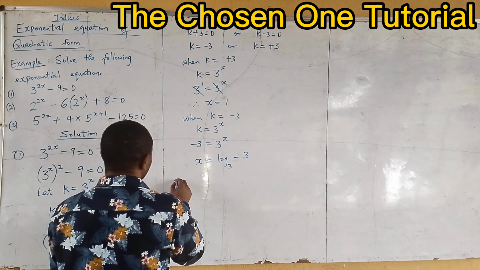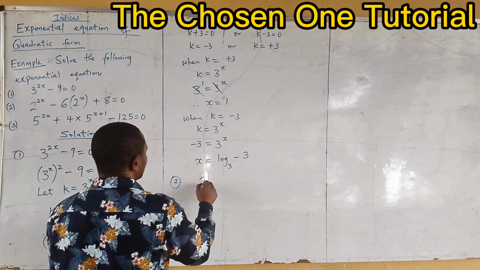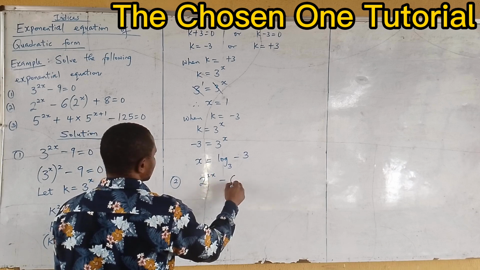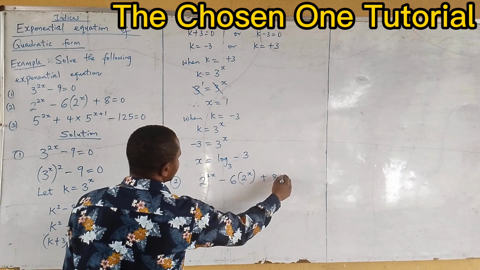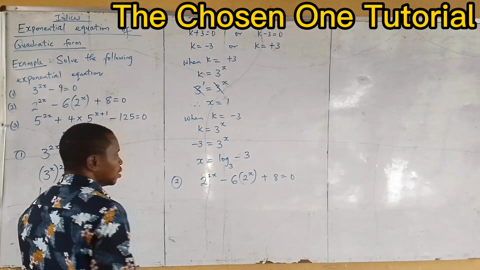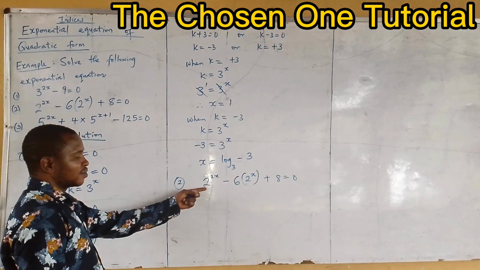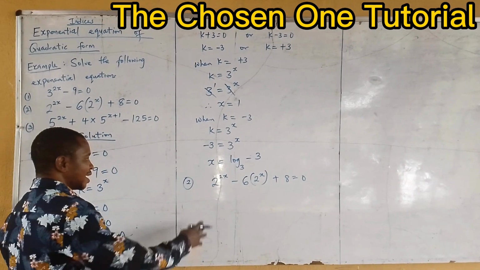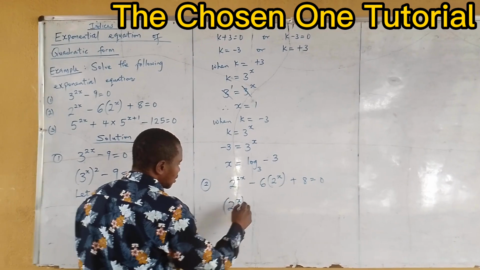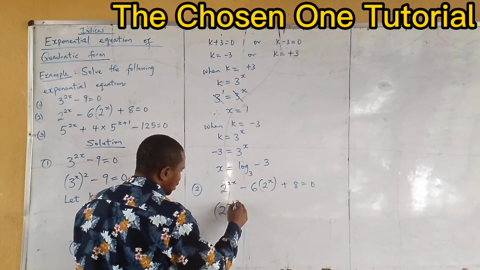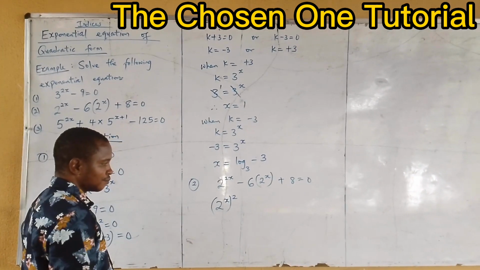So let's solve question 2. We have 2 raised to power 2s minus 6 in bracket 2 raised to power s plus 8 is equal to 0. We are going to rewrite this. So we are going to have 2 raised to power s in brackets, and we are going to raise this to power 2.